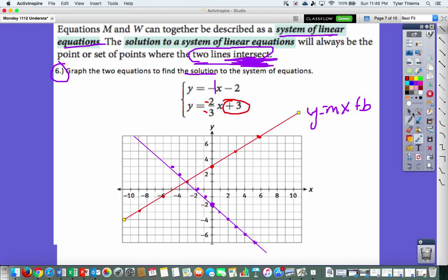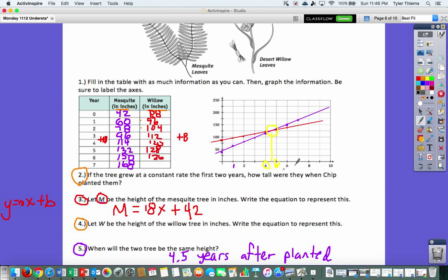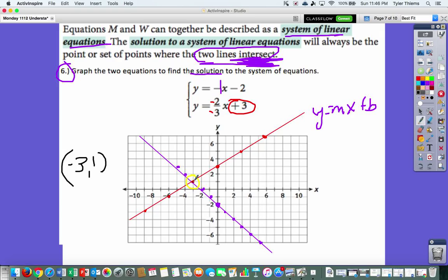And what you'll see is that our point of intersection is this location right here. Both of these lines pass through the coordinate (-3, 1), which is the solution to this system of equations. It's where these two would be equal. In the case earlier, it's where the two trees are the same height. This one is where our two graphs meet. That is called the solution to a system of equations and is the point of intersection.